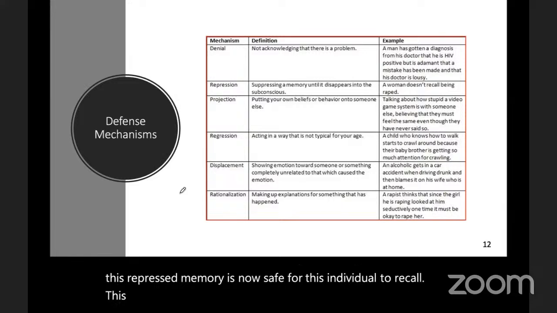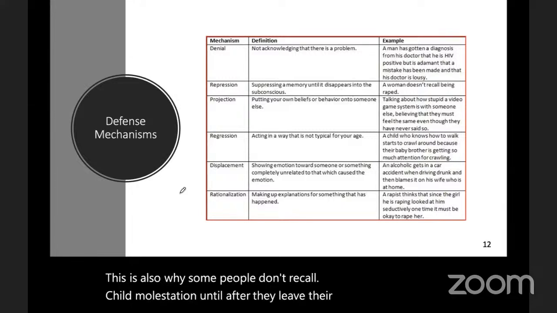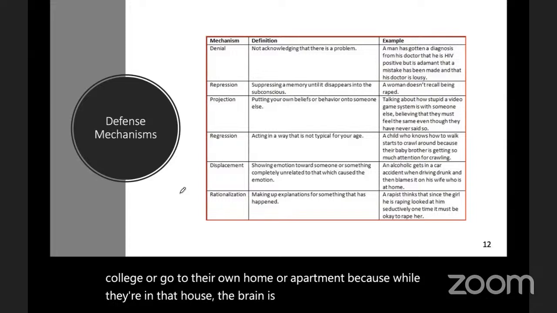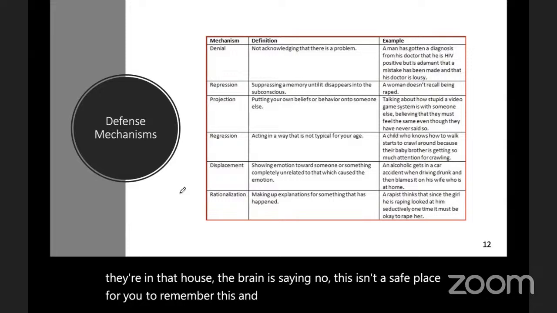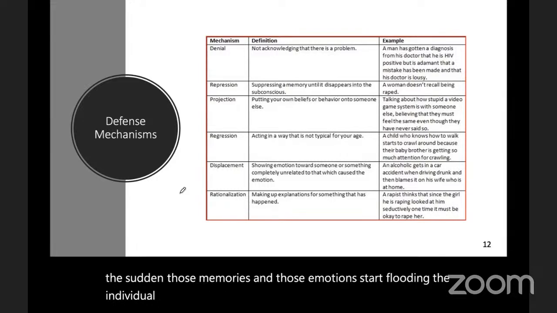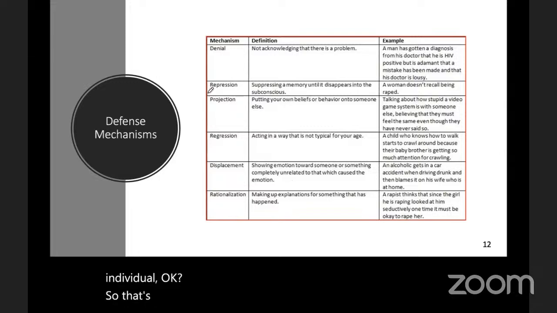This is also why some people don't recall child molestation until after they leave their house and go to college or go to their own home or apartment. Because while they're in that house, the brain is saying, no, this isn't a safe place for you to remember this. And it's after they leave that all of a sudden those memories and those emotions start flooding the individual. So that's repression, as we can put it.